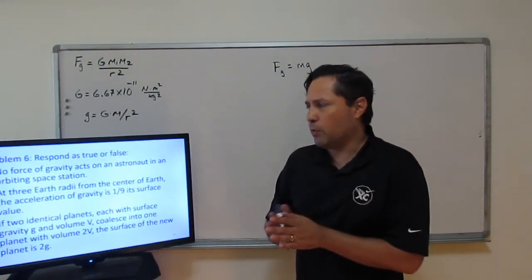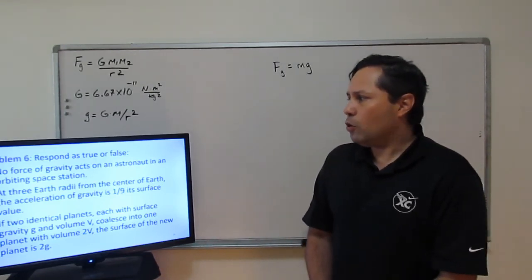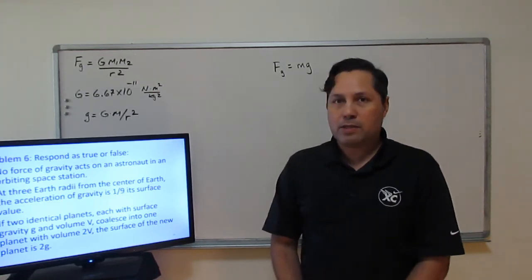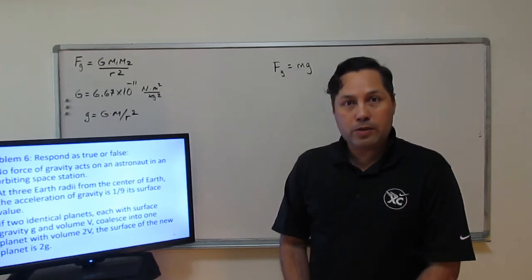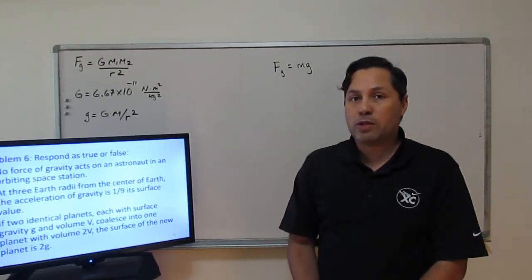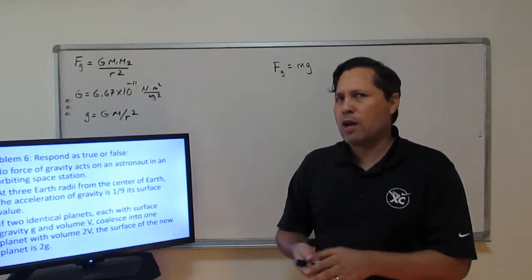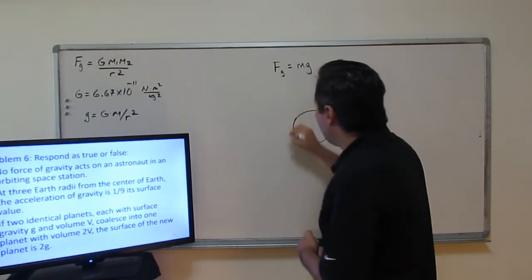In the last problem, they want a true or false answer. Part A says, no force of gravity acts on an astronaut in an orbiting space station. And the answer for that is false. There is gravity, even in the International Space Station. You see them flying around and throughout the space station. How could there be gravity? There is gravity. And how can you tell?